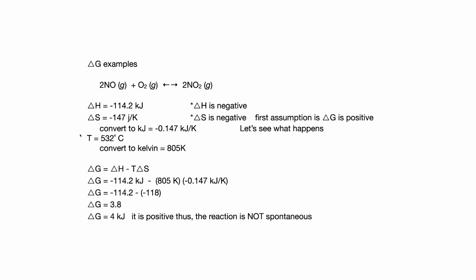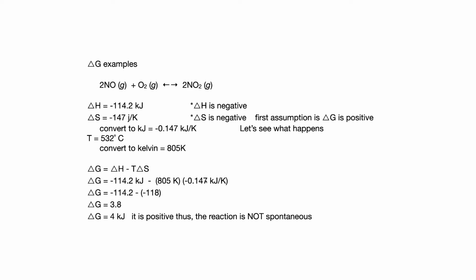We also are given our temperature here. It's 532 degrees Celsius, which we need to convert to Kelvin. It comes to 805 Kelvin. So here's our equation. Gibbs free energy is equal to the enthalpy minus the temperature times the entropy. So we just plug in our values. We've got negative 114.2 kilojoules for our enthalpy minus our temperature in Kelvin times our entropy with the converted units into kilojoules right here. Multiply that out, we got negative 118.